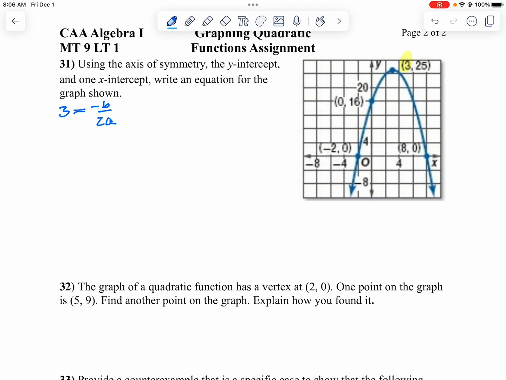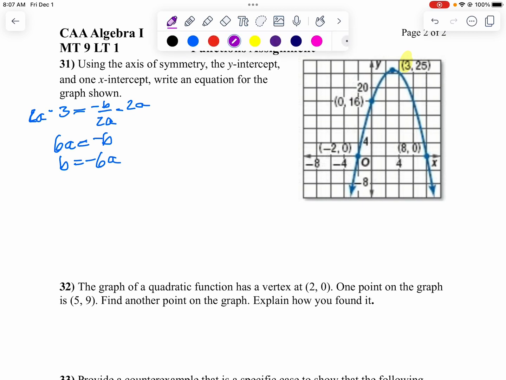Well, let's solve for a variable. I don't like fractions, so let's multiply both sides by 2a. So we'll get 6a equals negative b. And then b would be negative 6a. Now let's use the standard form of our equation to find a, b, and c.